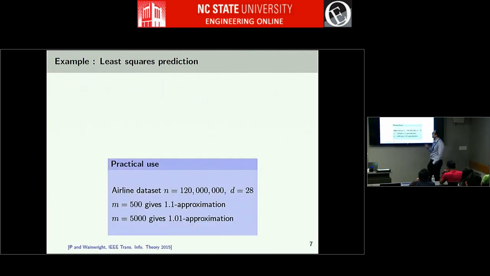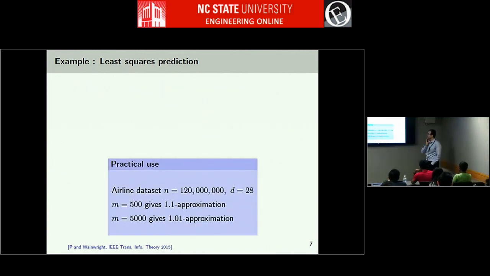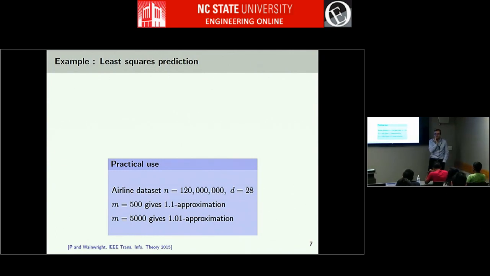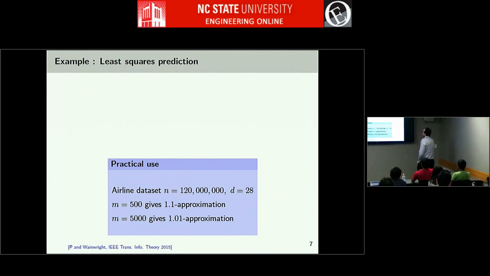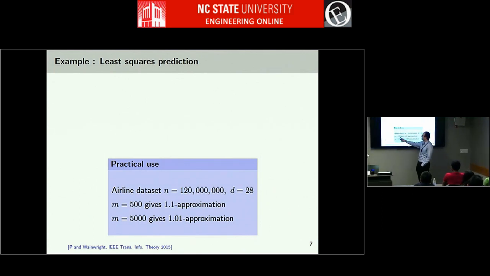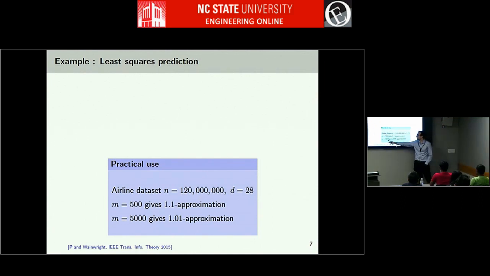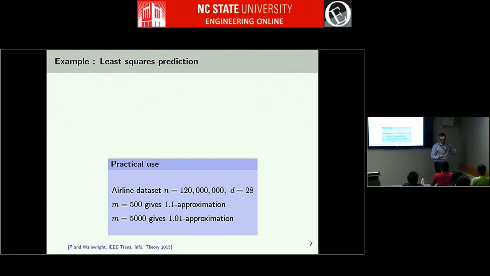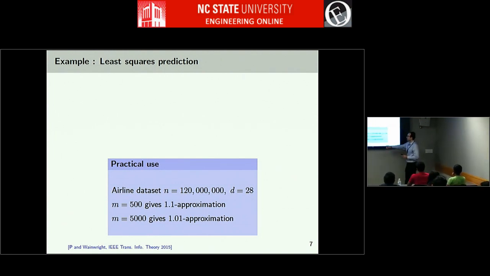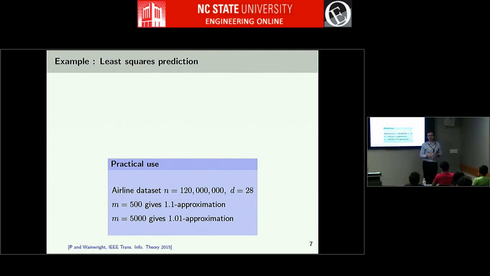Okay, so here is a practical application. If you have the airline data set, n is on the order of millions, d is very small. I don't really know the rank of this matrix, but it can be at most d, right? The rank could be at most d. So according to the theorem, rank is at most 28. And if you set m equal to 500, you will get a 1.1 approximation. And if you set m to 5,000, add one more zero here, you will get one more zero here. And the converse says this scaling is tight. If you add one zero here, you will get another zero, and you can't do any better than this.